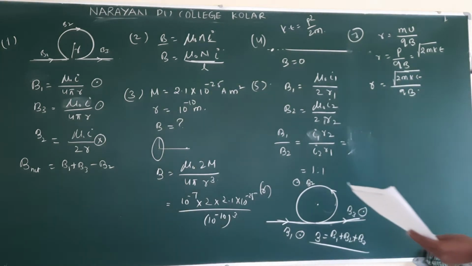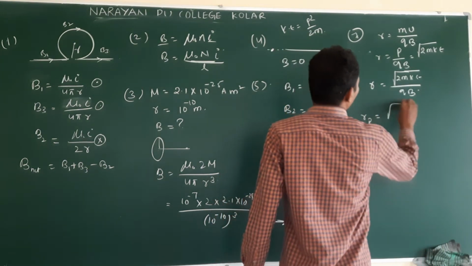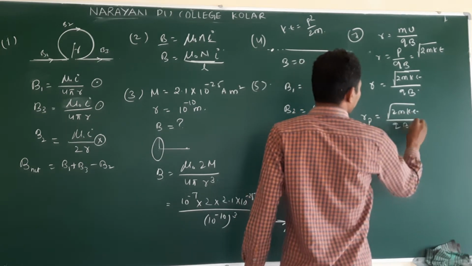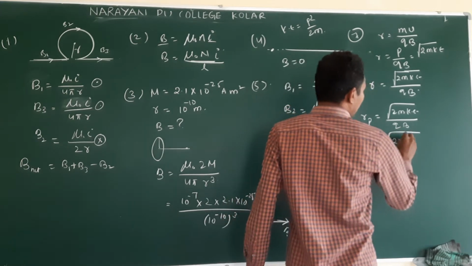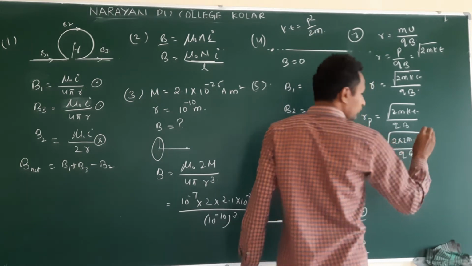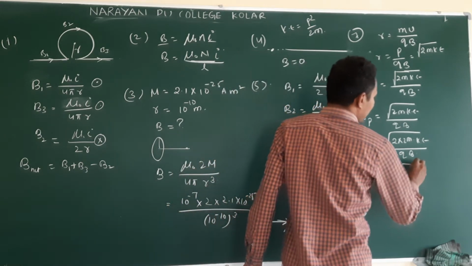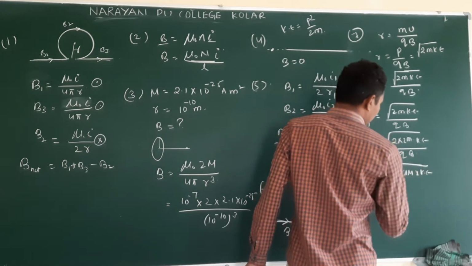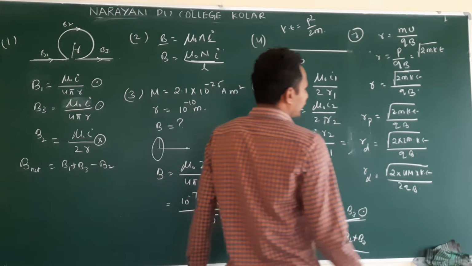Okay, first find out Rp. Given proton: mass m, kinetic energy KE, charge q, next B. Next Rd, deuteron. What is the difference for the deuteron? Mass is 2m, kinetic energy remains the same, charge remains the same. Okay, next alpha, R alpha. What is the mass of the alpha? 4m. Kinetic energy is the same. But what is the charge of the alpha? 2q.